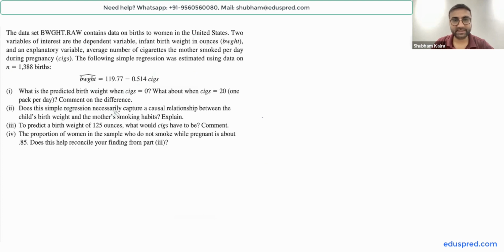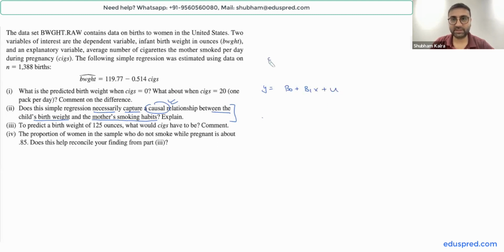Does this simple regression necessarily capture a causal relationship between the child's birth weight and the mother's smoking habits? Explain. Well, the first thing that you have to understand over here is that whenever you want a causal relationship, you have to satisfy the zero conditional mean assumption. So let me explain it over here. Let's say that you have a regression equation like this. So this is a simple linear regression.